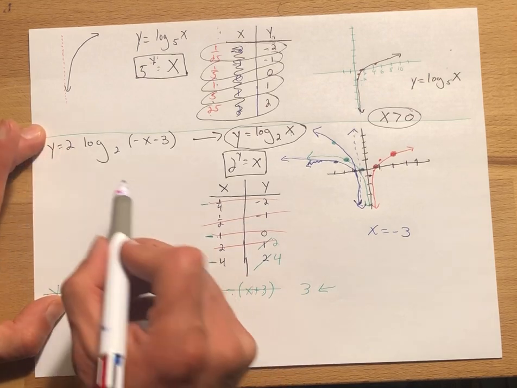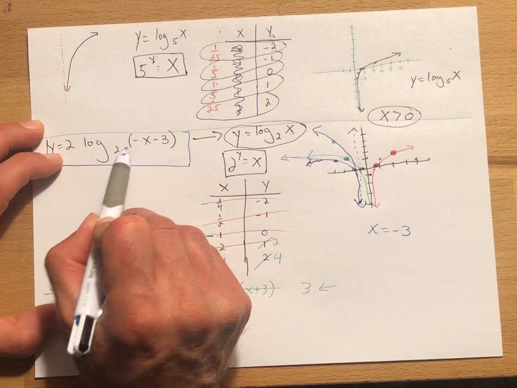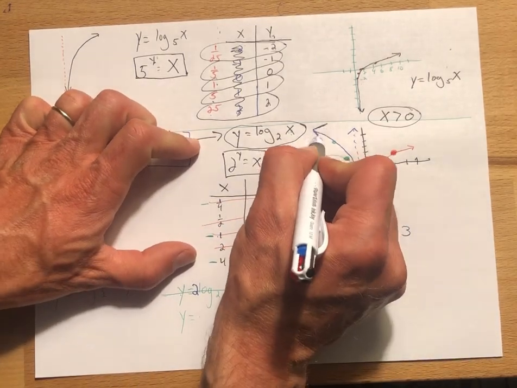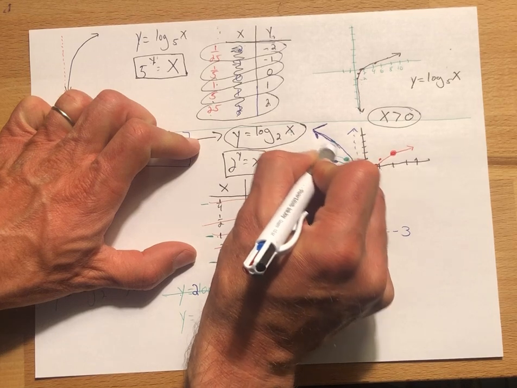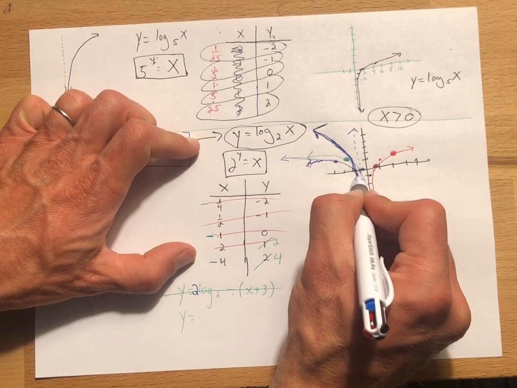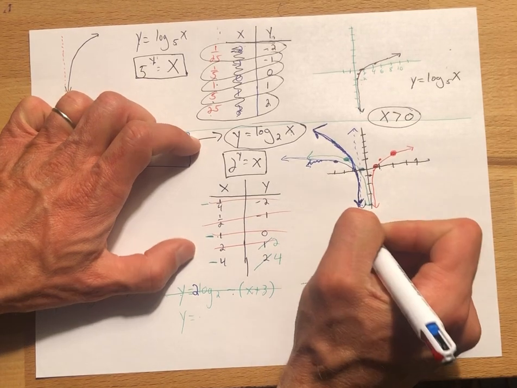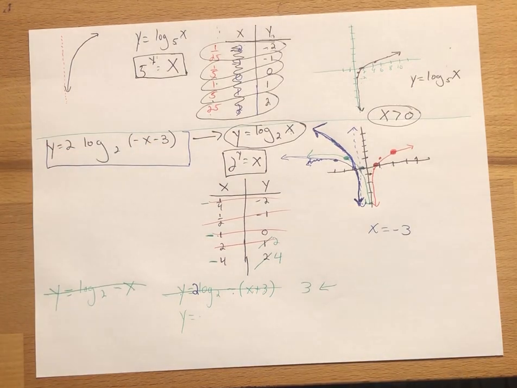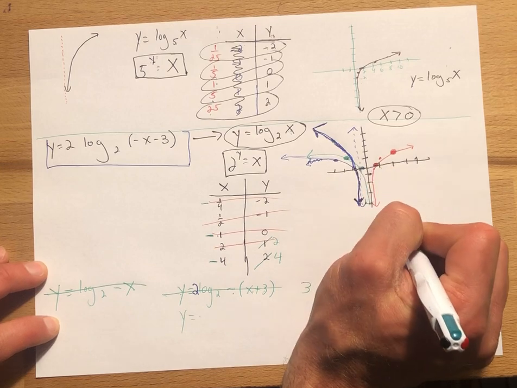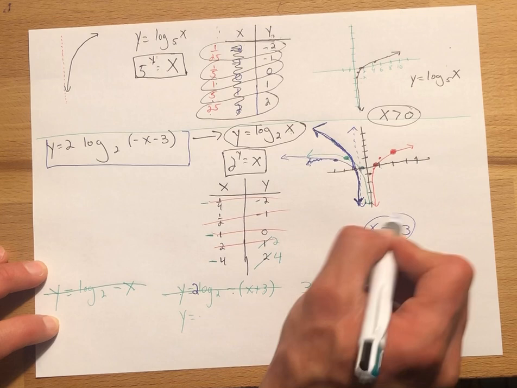So what does y equals 2 log base 2 of negative x minus 3 look like? Going step by step, and you might want to rewind this video again. It's going to look like this. This is kind of a messed up drawing, but you get the picture of how this was created. Just like that, with a vertical asymptote of x equals negative 3.